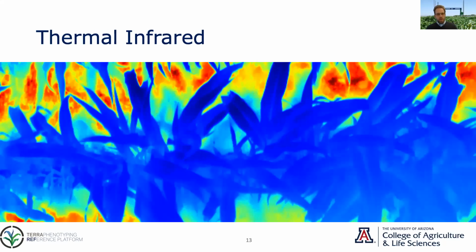This is an image from our thermal infrared camera, where color represents temperature, and you can see the red in the background is soil that's relatively warmer than the crop as a result of the leaves transpiring and evaporating water, and evaporative cooling.